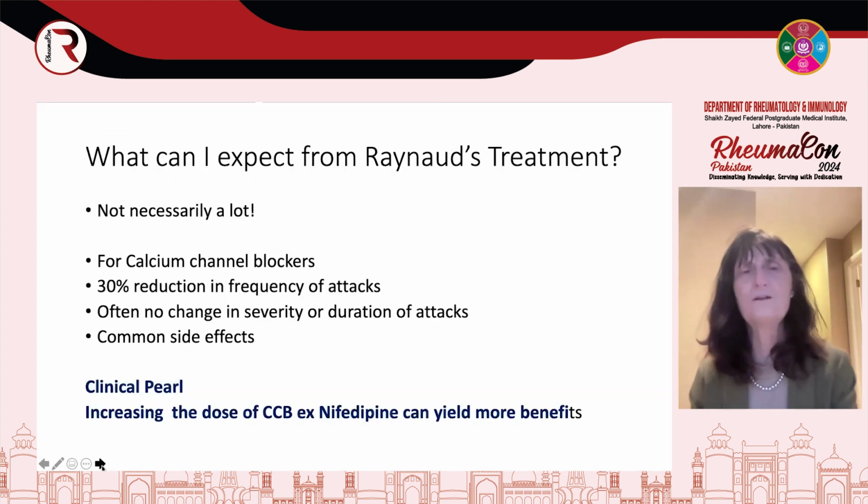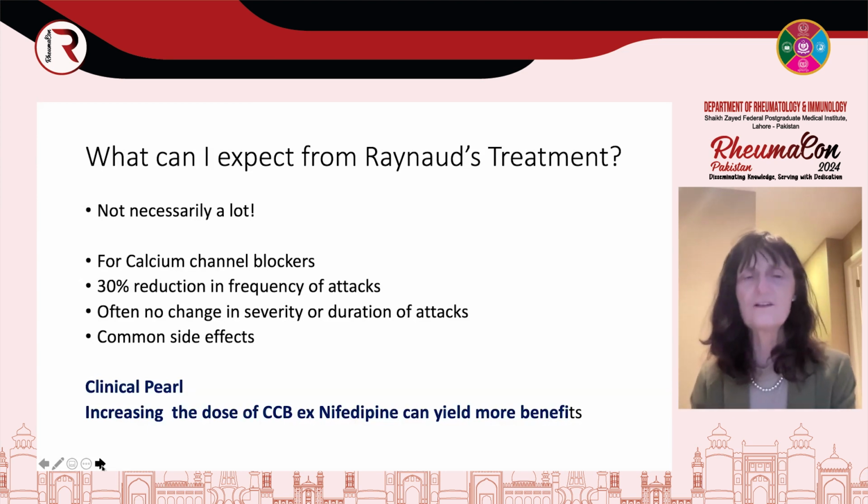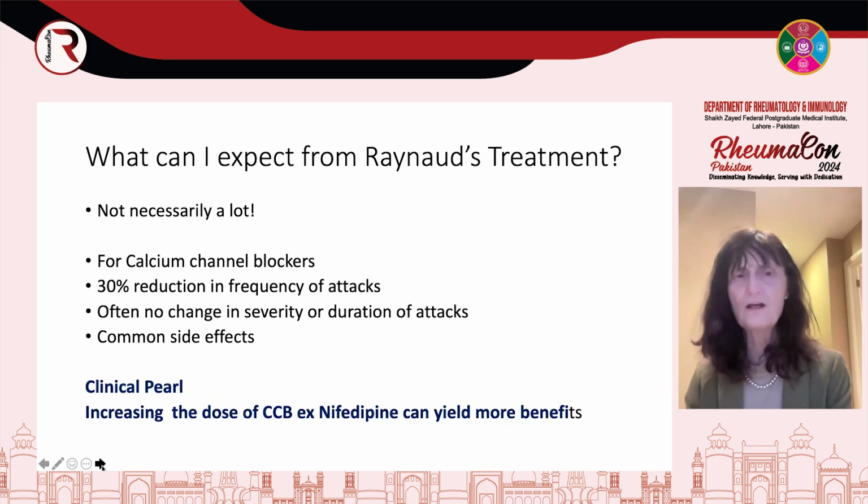Okay, so what can I expect from Raynaud's treatment? Not a lot. For calcium channel blockers, you can reduce the frequency of attacks by about 30%. So if someone has 10 attacks a week, maybe they'll have 6 or 7 attacks a week. Often the severity of each attack and the duration of each attack are unchanged, and side effects are common: hypotension, flushing, headaches, a little bit of peripheral edema, especially if you're using a drug like amlodipine. A lot of people will have a little bit of edema around their ankles. And a clinical pearl is, if you increase the dose of the calcium channel blocker, you might get more benefit.